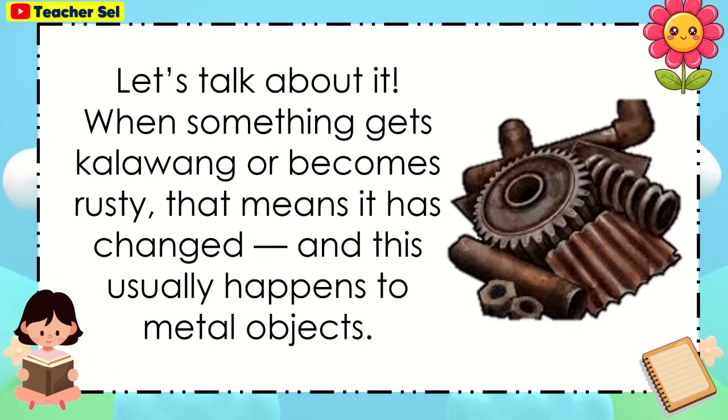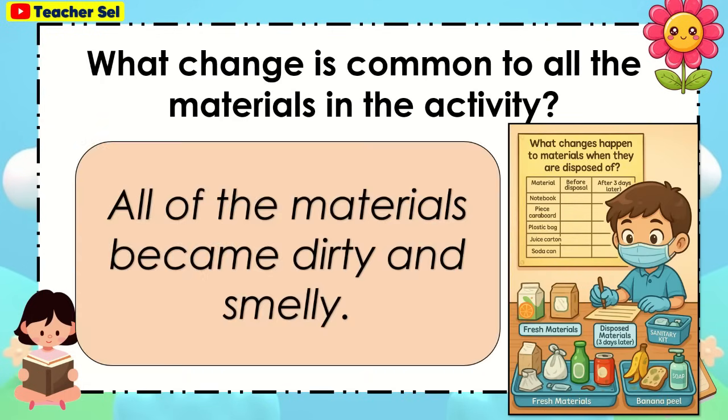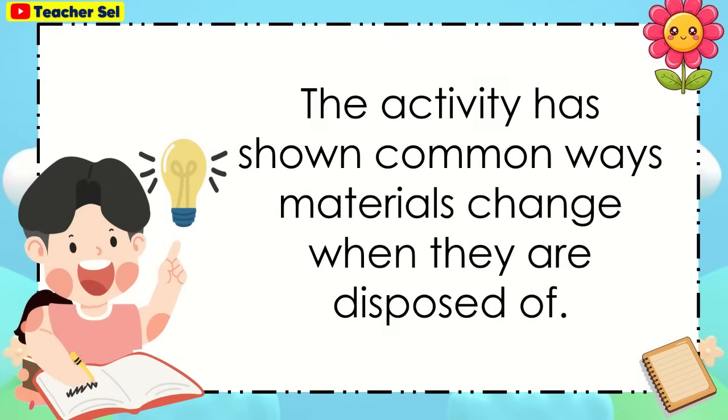Let's talk about it. When something gets kalawang or becomes rusty, that means it has changed, and this usually happens to metal objects. What change is common to all the materials in the activity? The activity has shown common ways materials change when they are disposed of.